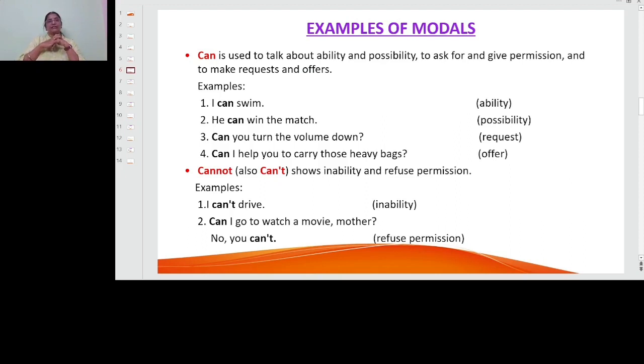Now, I'm giving you different examples of modal auxiliaries. First, we'll start with can. What does can stand for? Can informs you about ability, possibility, asking permission, making requests and offers. So, it can function in four ways. You can use can when you want to show your ability, inform the possibility, request somebody, or offer your help. How to use can? We have examples.